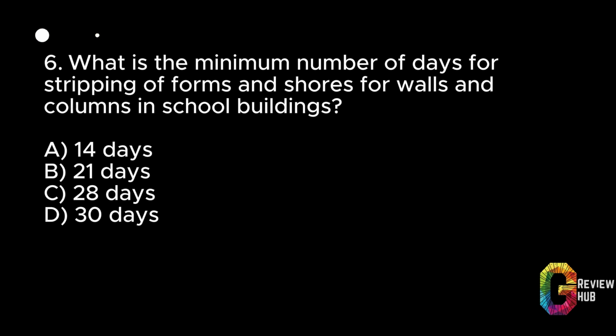6. What is the minimum number of days for stripping of forms and shores for walls and columns in school buildings? A. 14 days. B. 21 days. C. 28 days. D. 30 days. Answer: B. 21 days.